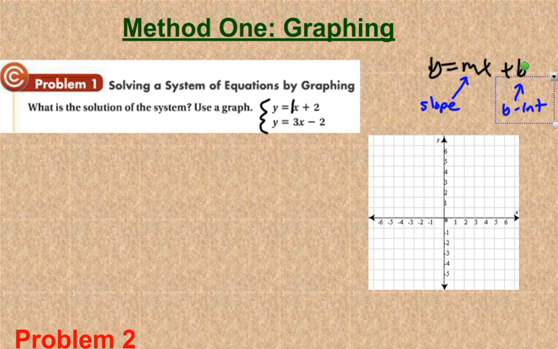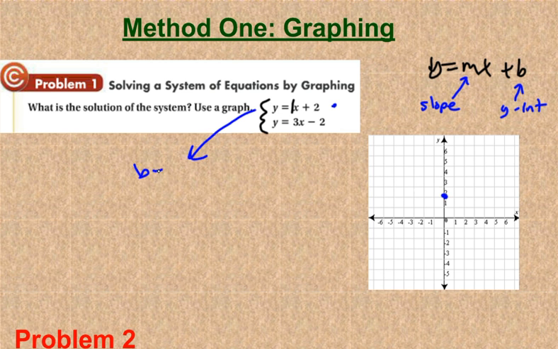So let's graph the first one. We'll do the first one in blue. y equals 1x plus 2. Remember, 2 is the y-intercept. And that kind of looks like a b, which is, I mean, it's the letter b, but it's the y-intercept. So on the y-axis, it starts at 2. 1, 2. And the slope is 1. So that one right there.